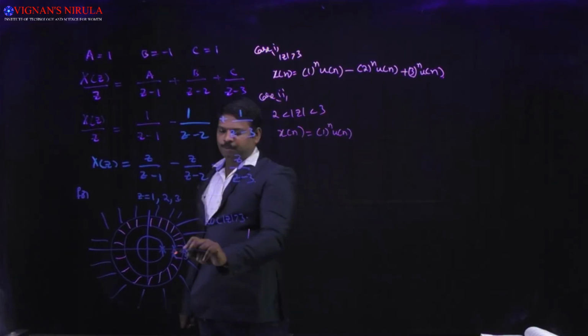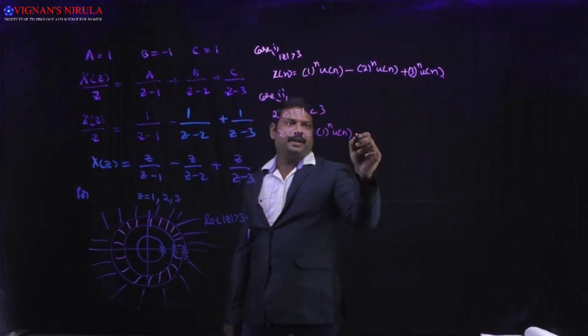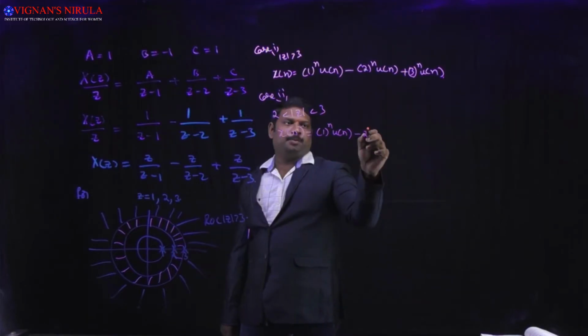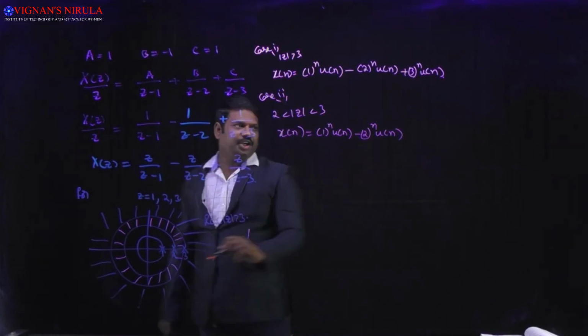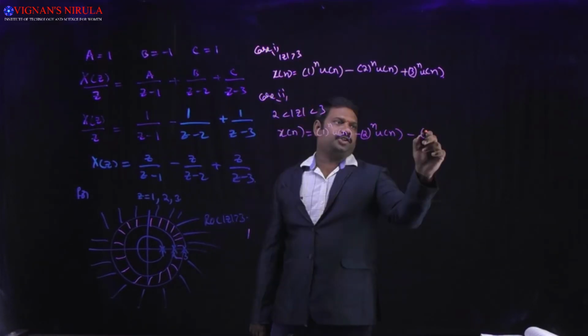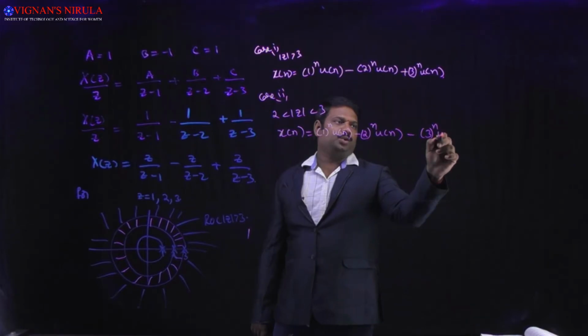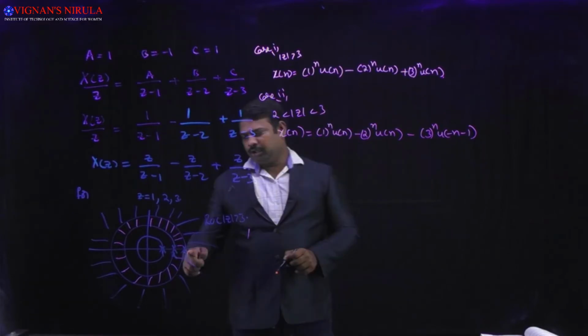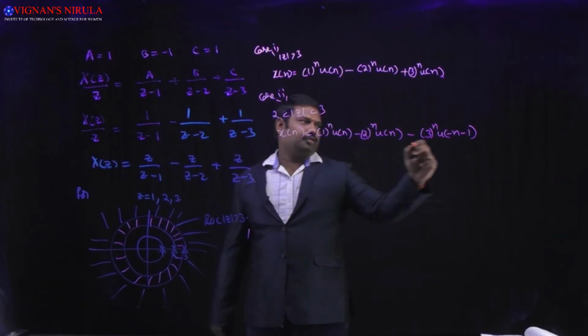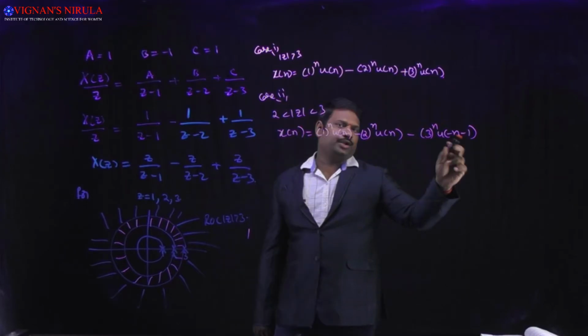Looking at the pole 2, it's outside. That's why minus 2 power n u of n. Looking at the pole 3, it is inside. That's why minus 3 power n u of minus n minus 1. It is a non-causal sequence. As the ROC looking at the pole 3 is inside, therefore we need to take the n in the negative, that is a non-causal one.